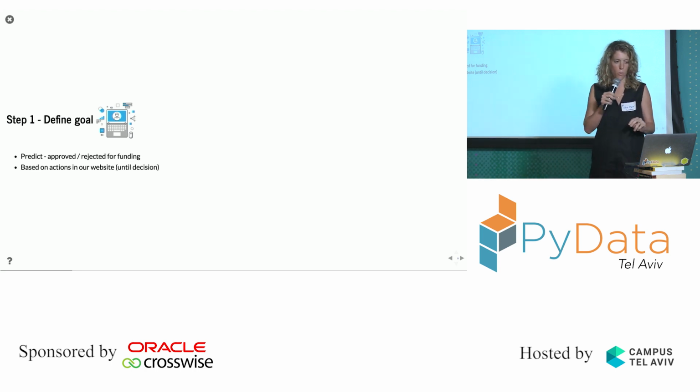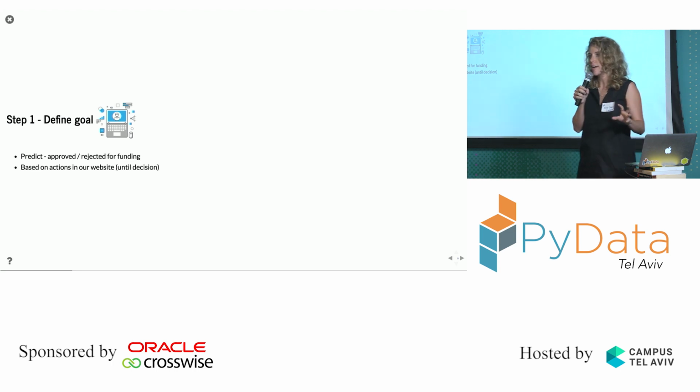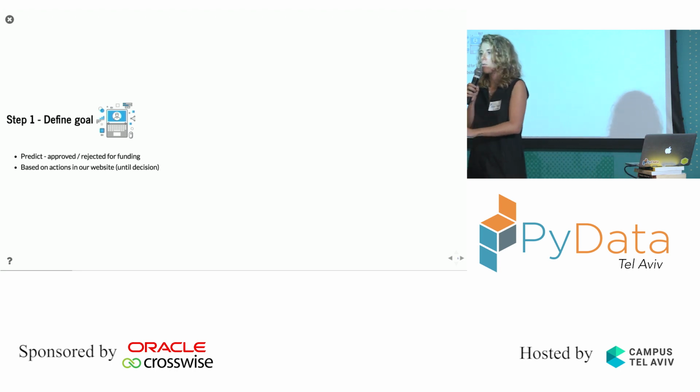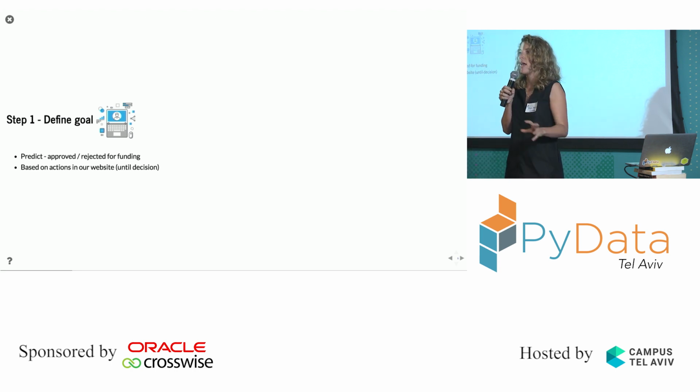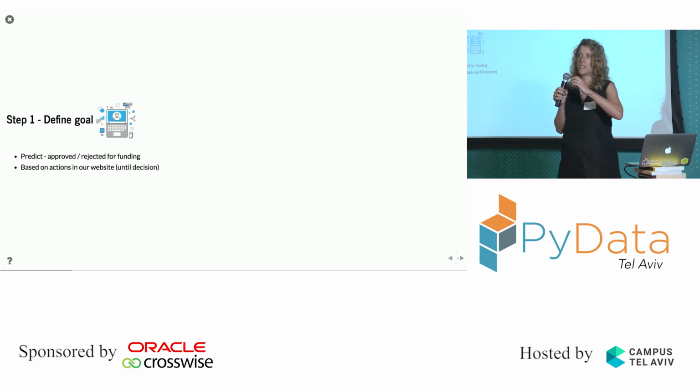Okay? So what I did is to take the target, which is whether the user was actually approved or rejected for funding by our analyst. And my data, my features, was just the Clickstream information.